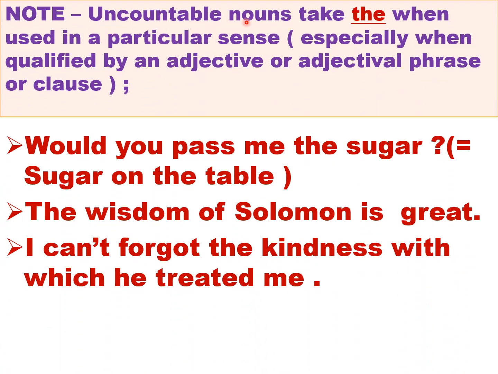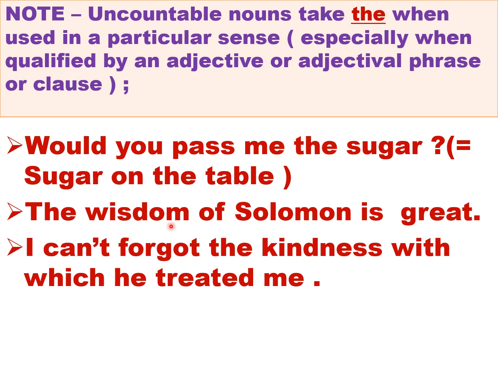Uncountable nouns take the when used in a particular sense. When used generally, there is no need for us to use the article, but when we use it in a particular sense, the definite article the can be used. Example, would you pass me the sugar? Here, the sugar refers to the sugar on the table. Here we are talking particularly, so we are using the definite article the.